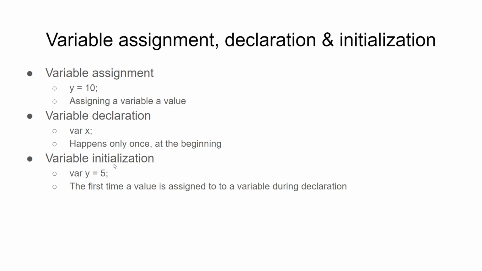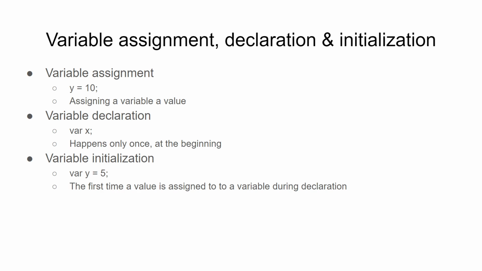And variable initialization simply means that while declaring the variable, you're also assigning the value. Unlike here, where the declaration happens without assignment of a value, initialization happens with the declaration of the variable along with assigning a value. So initialization is basically the first time a value is assigned to a variable, during declaration. These are the three things that can happen to a variable.